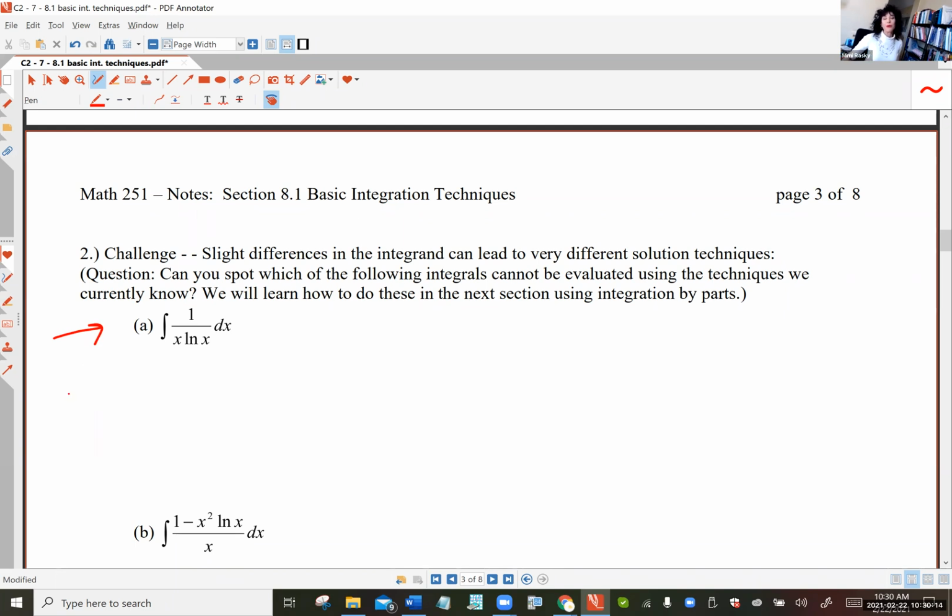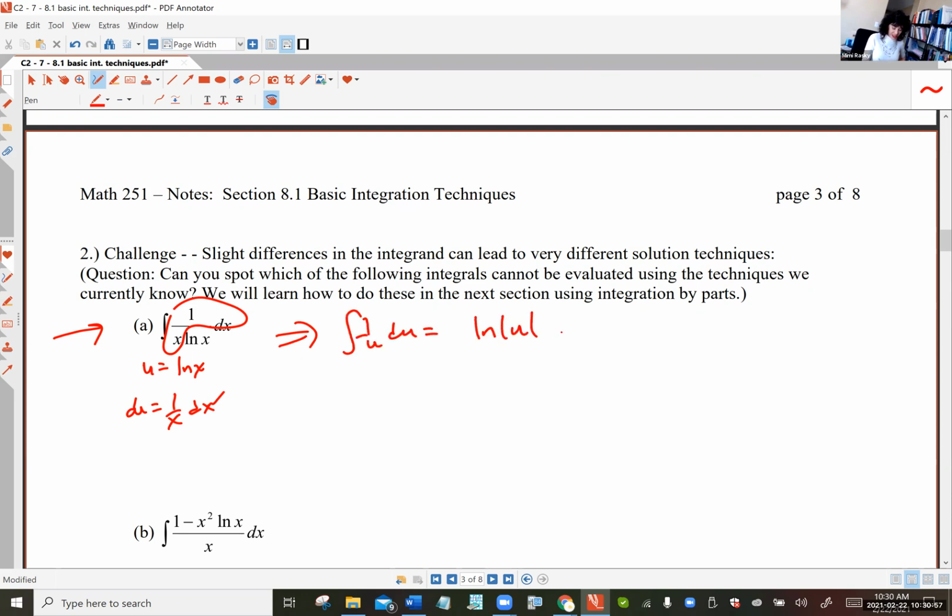I claim letter A is doable. What rule of integration are you going to use to integrate that? Anybody have a guess? Educated guess? Log rule is right, Brian. What's your u then? Tell me. ln x. Good. And then what's your du? 1 over x dx, right? But 1 over x dx is already in the integrand. Good news. It's already there. It's like we're in luck. So we already have the 1 over u du ready to go.